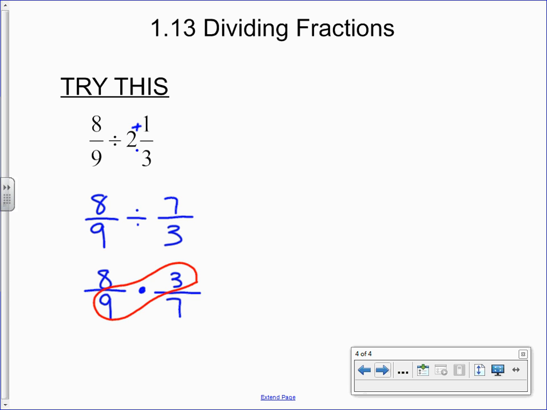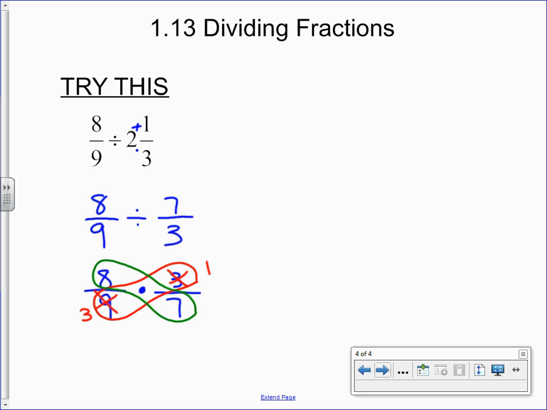If we look at 9 and 3, both of those numbers can be divided by 3. 9 divided by 3 is 3. 3 divided by 3 is 1. When we look at our other diagonal, we have an 8 and a 7. There's not a number besides 1 that goes into 8 and 7. We cannot use 1 because 1 goes into every number. So other than 1, there are no numbers that 8 and 7 can both be divided by. So we leave them as 8 and 7.